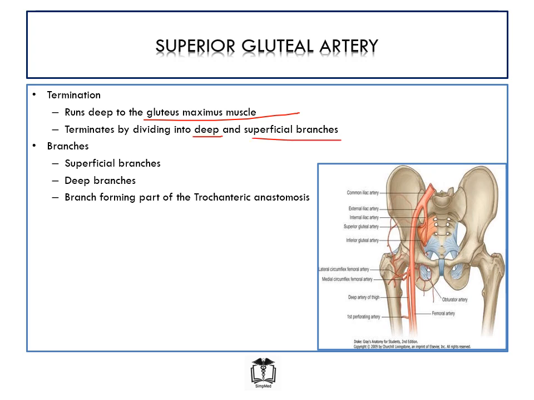So we have superficial branches of the superior gluteal artery as one branch, deep branches being another set of branches, and then the branch that will form the trochanteric anastomosis, which comprises blood vessels supplying the hip joint, as you can see. So these are all the branches of the superior gluteal artery, branches that supply the gluteal region, and branches that are contributing to the supply of the hip joint.